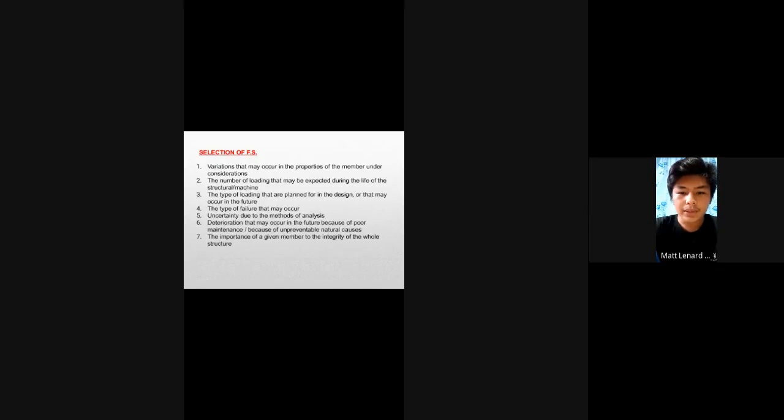So selection of FS. One, variation that may occur in the properties of the member under consideration. Two, the number of loadings that may be expected during the life of the structure or machine. Three, the type of loading that is planned for in the design or that may occur in the future. Four, the type of failure that may occur. Five, the uncertainty due to the methods of analysis. Six, deterioration that may occur in the future because of poor maintenance or because of unpreventable natural causes. And last, the importance of a given member to the integrity of the whole structure. So this is the selection of FS. Next.